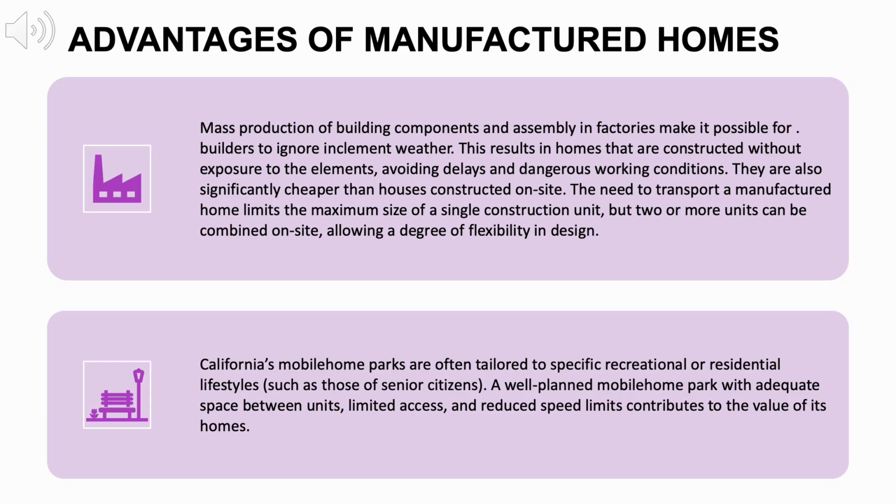Advantages of manufactured homes. Mass production of building components and assembly in factories make it possible for builders to ignore inclement weather. This results in homes that are constructed without exposure to the elements, avoiding delays and dangerous working conditions. They are also significantly cheaper than houses constructed on site. The need to transport a manufactured home limits the maximum size of a single construction unit, but 2 or more units can be combined on site, allowing a degree of flexibility in design.